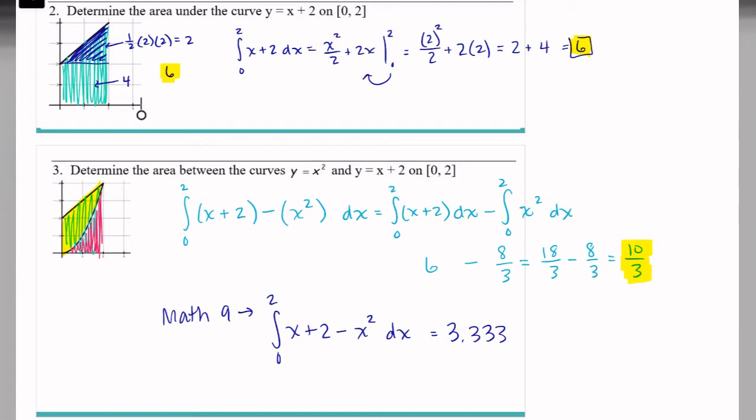3.333. Now, in your calculator, if you hit the math button and then pick the fraction, it's usually just math enter. Oops, mine's not working. But that will give you 10/3 as your answer. So we know that that's equivalent, okay?